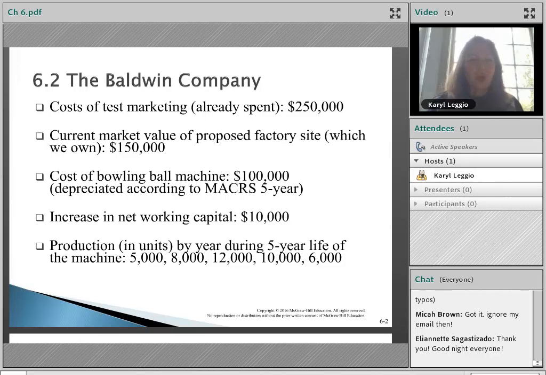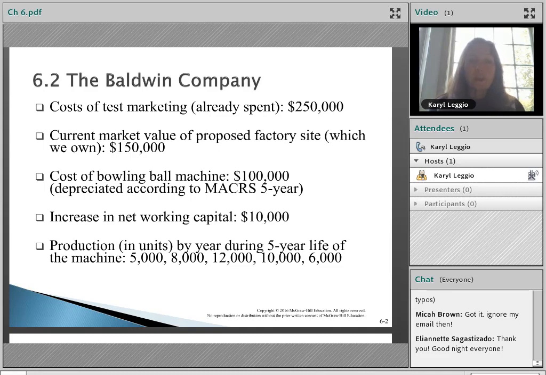Okay guys, this is walking through the entire Baldwin Company capital budgeting example. I went through and added a bunch more slides than what we had seen previously to make sure that it's very step-by-step so that you understand this more challenging example, which then will help us ensure that you understand capital budgeting. Okay, so the Baldwin Company is looking to start a bowling ball business.